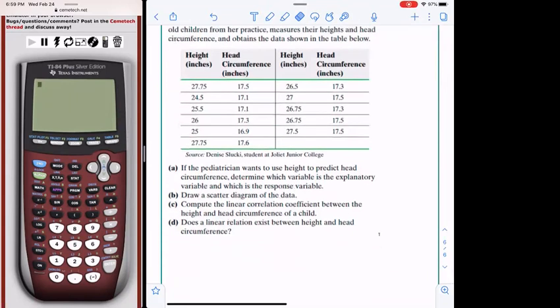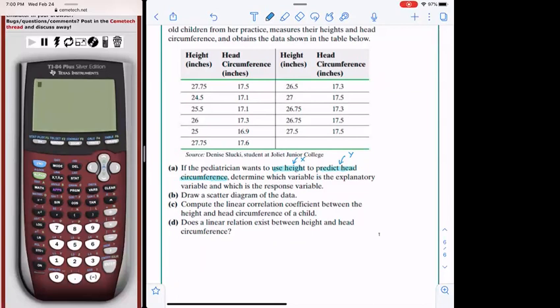Part A wants to know, if the pediatrician wants to use height to predict head circumference, determine which variable is explanatory and which is the response. So in the verbiage itself, you should have an idea as to what the response and the explanatory variables are. She wants to use height to predict circumference. So that tells me immediately that height is X, and predicting head circumference would imply the head circumference is Y.